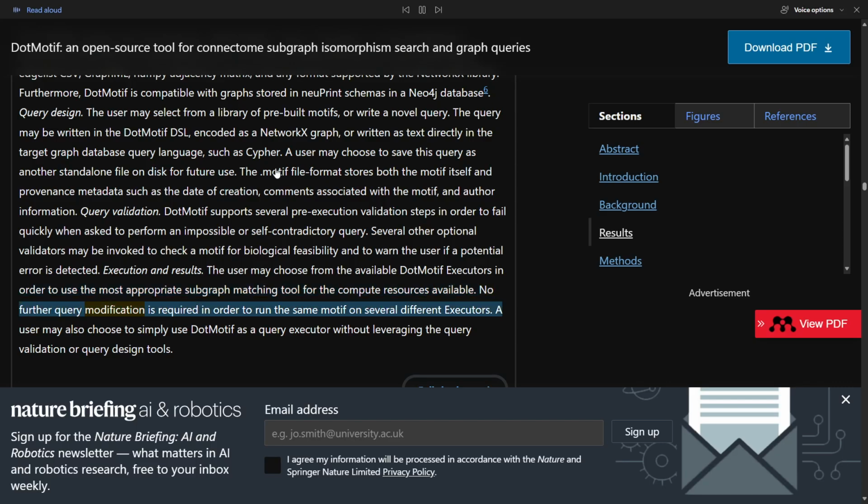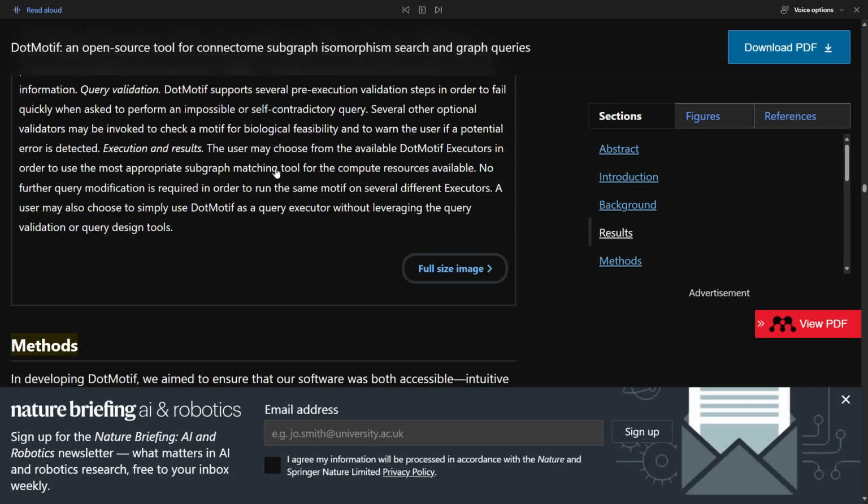No further query modification is required in order to run the same motif on several different executors. A user may also choose to simply use DotMotif as a query executor without leveraging the query validation or query design tools.